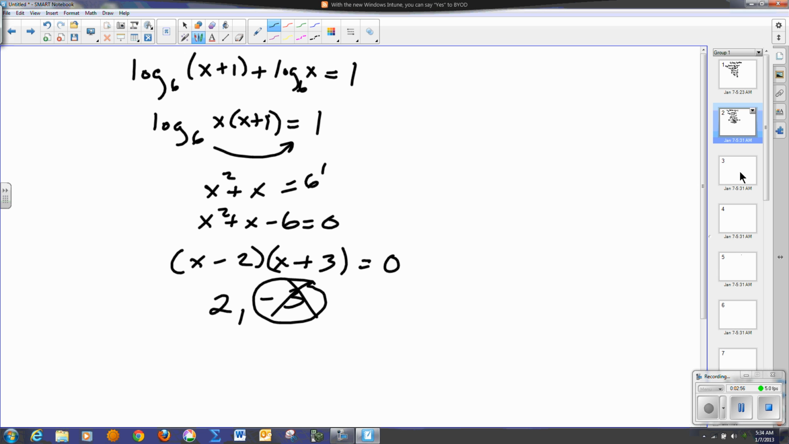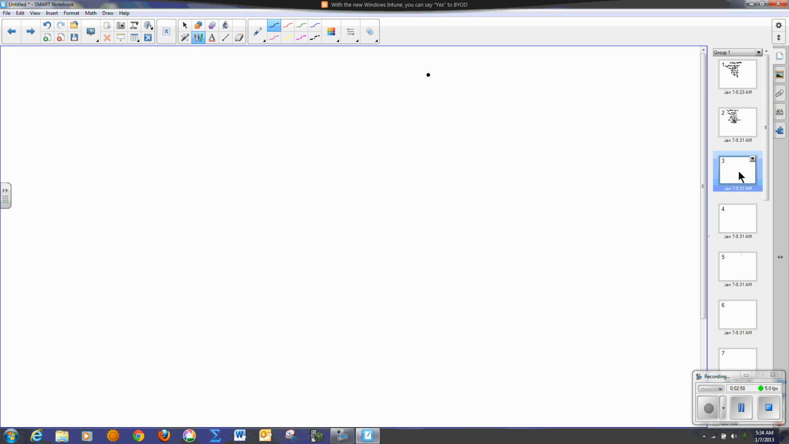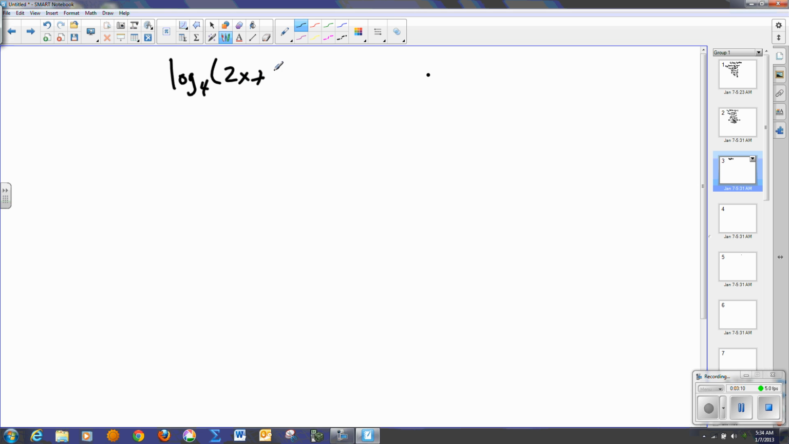Alright, let's do one more kind of similar to these. We've got the log base 4 of the quantity 2x plus 1 subtracted by log base 4 of the quantity x minus 2, and that's going to equal 1.